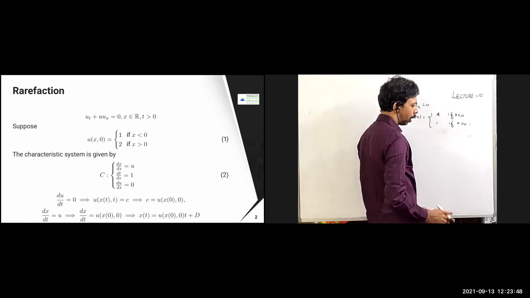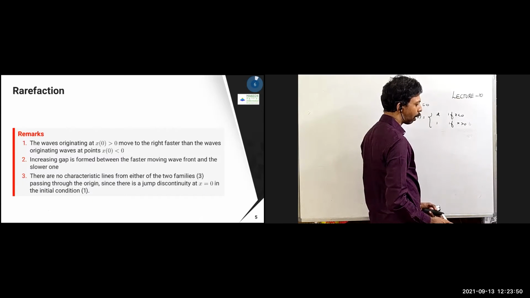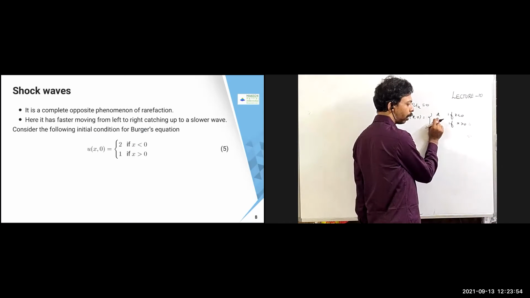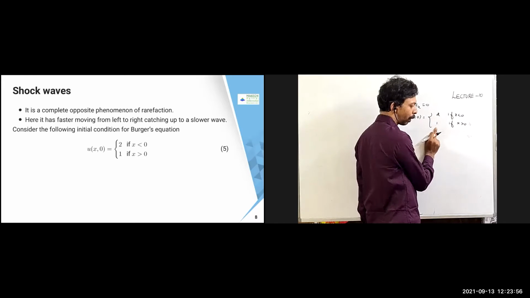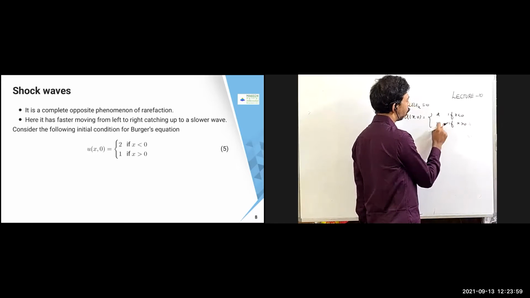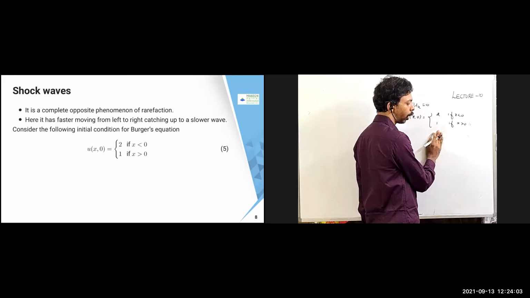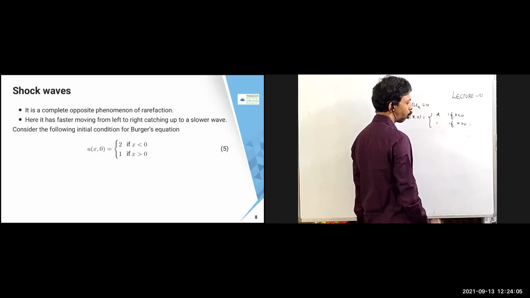The rarefaction. Now in case of shock, what are we going to have? We are going to have the left side much faster and the right side much slower. Okay, compared to this one, 2 is greater than 1. Therefore, the left is going much faster, whereas the right side is going to be much slower.